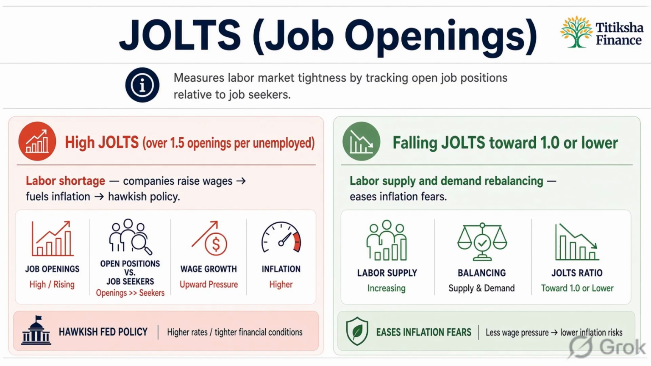Relative job openings. It measures labor market tightness by tracking open job positions relative to job seekers. To understand the market dynamics, a high JOLTS print with over 1.5 openings per unemployed worker indicates a labor shortage. Companies must raise wages to attract workers, which fuels inflation and leads to hawkish policy. A falling JOLTS number toward 1.0 or lower signals labor supply and demand are rebalancing, easing inflation fears.